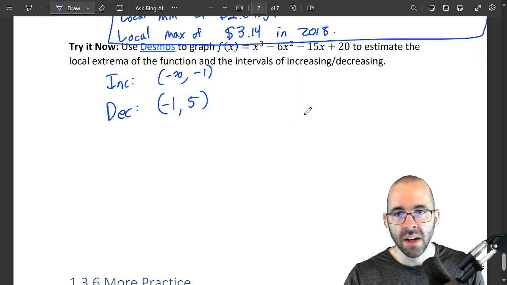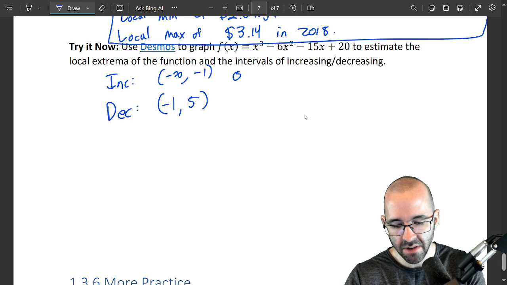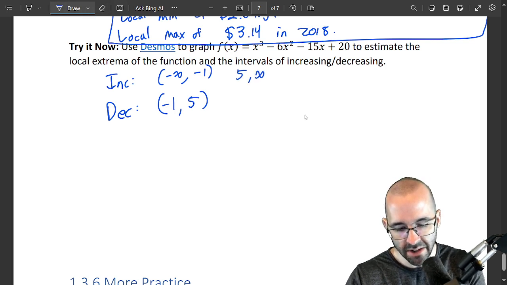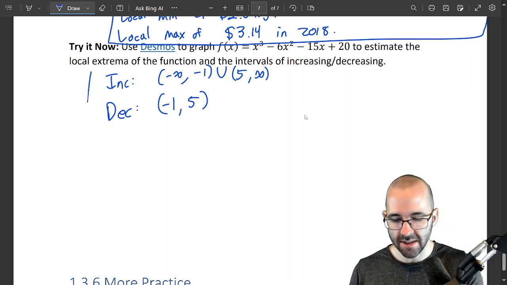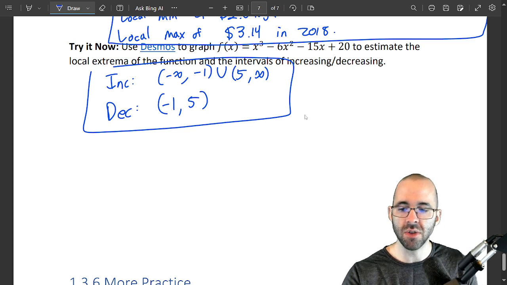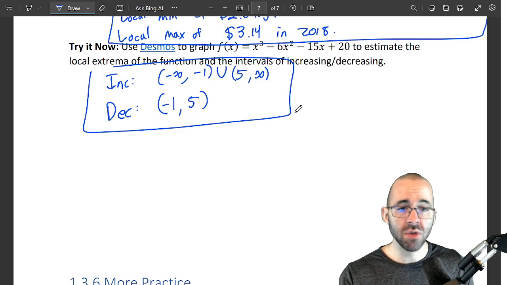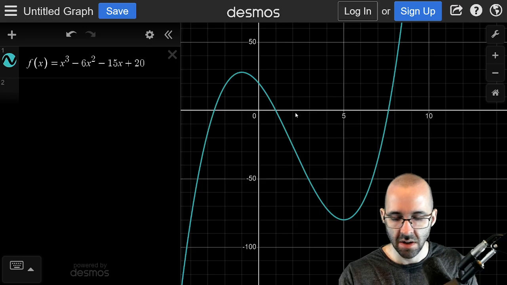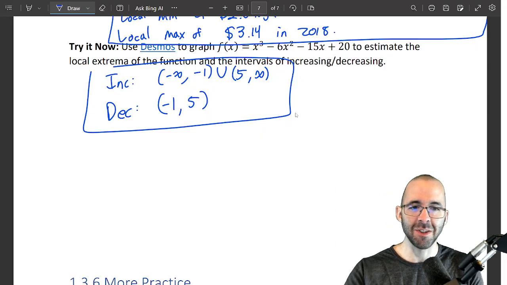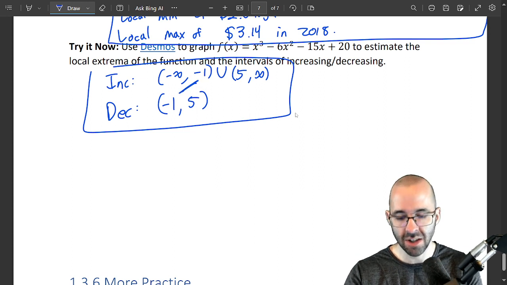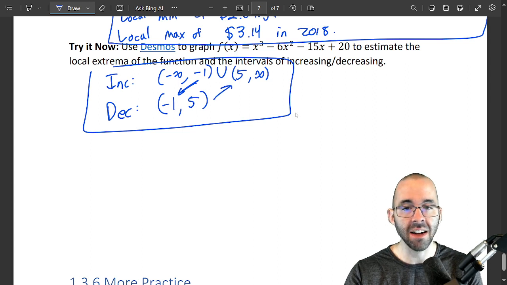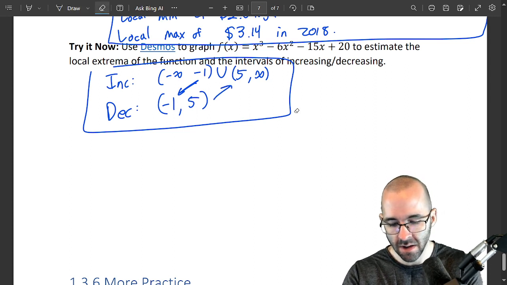Okay. So it's again increasing from 5. Whoa, that's not a 5. Nice try, Jason. From 5 until infinity. We'll connect those two intervals with a union sign. That's increasing and decreasing. What about the local extrema? Well, the local extrema are when it switches. So you can see, sorry, I keep flashing lights at you. It's switching at an input of -1, and it's switching again at an input of 5.